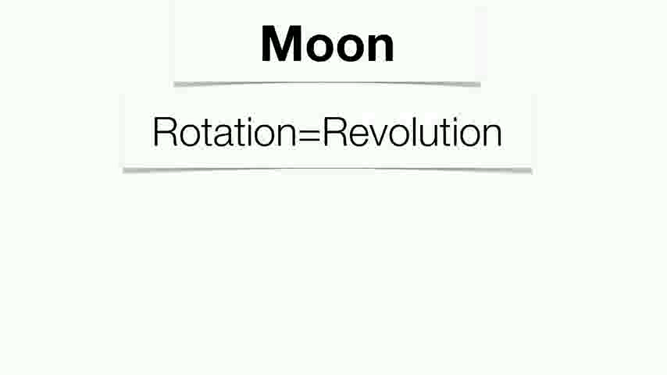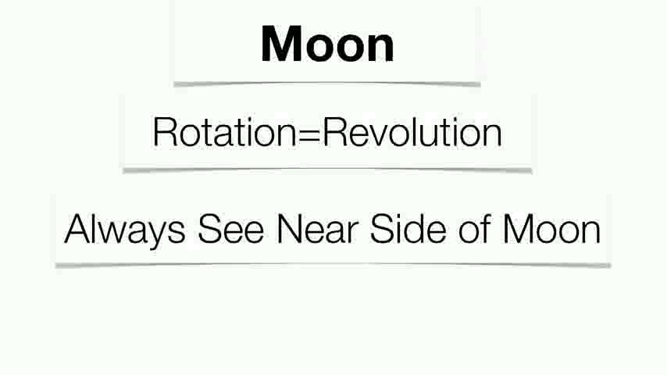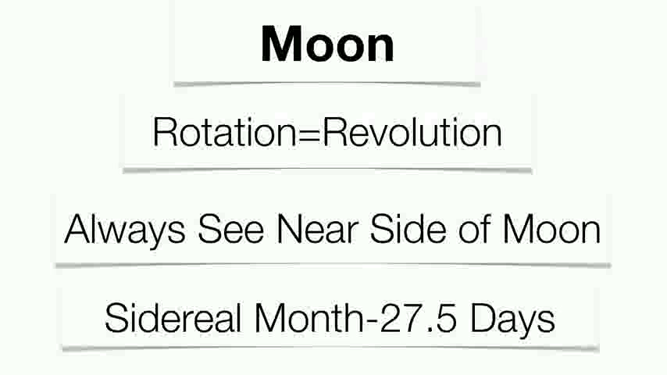Big thing about the moon is that it has two motions, rotation and revolution. The thing that's important here is that rotation and revolution occur at the same rate with the moon, which means that we always see the same side of the moon. We always see the near side. We never see the back side or the far side of the moon. One complete revolution is what we call the sidereal month. Occurs about 27.5 days. That's going to be one revolution around the Earth. That's going to be a little bit different from a complete cycle of phases, which we'll talk about in a little bit.